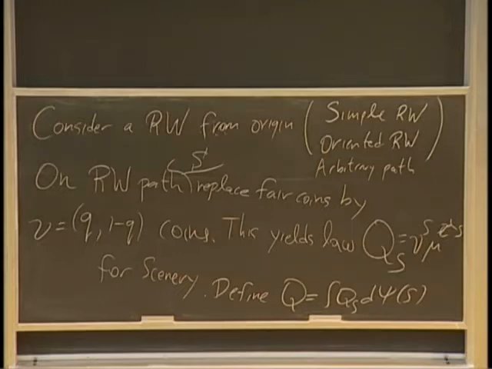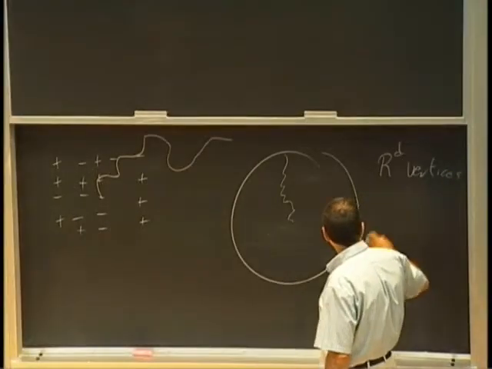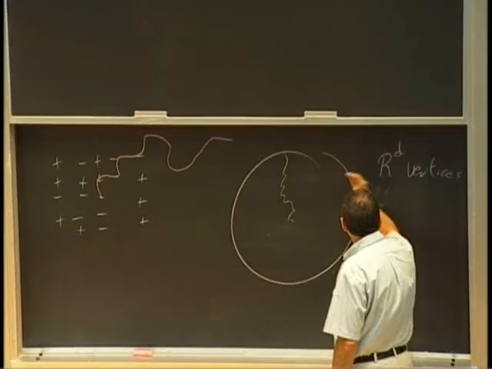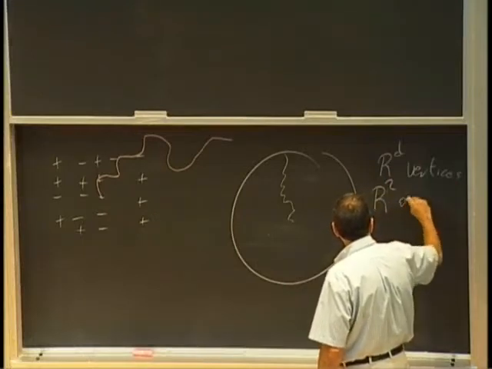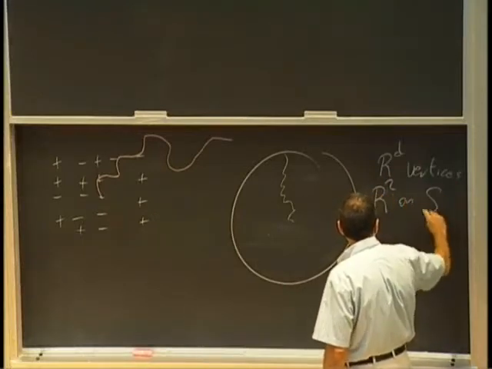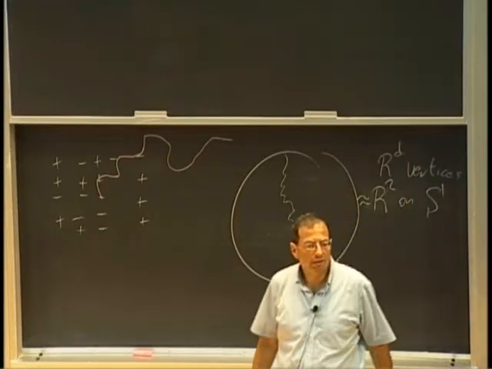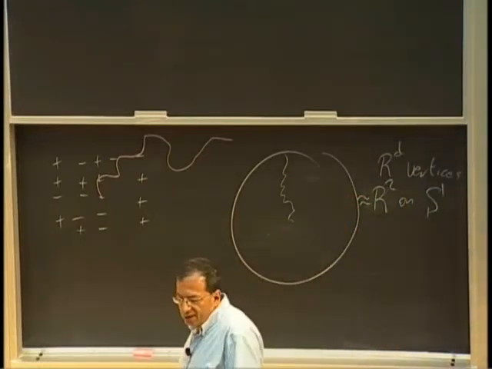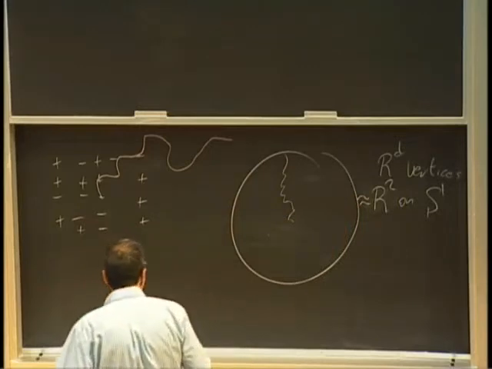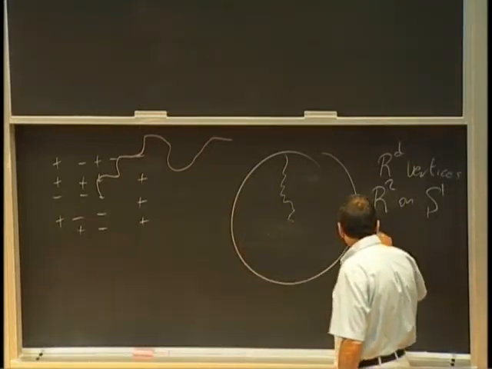So, let's get some intuition for this question. First, let's look at the large ball of radius r, and let's first look at the simple random walk version. In this ball, we have r to the d vertices, and about r squared of them are on the path S.